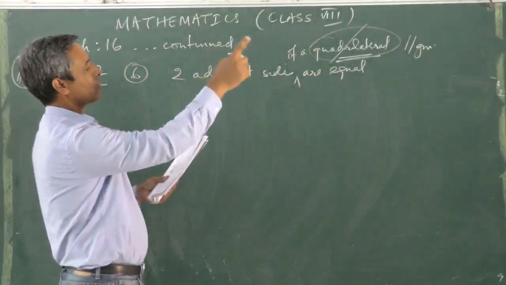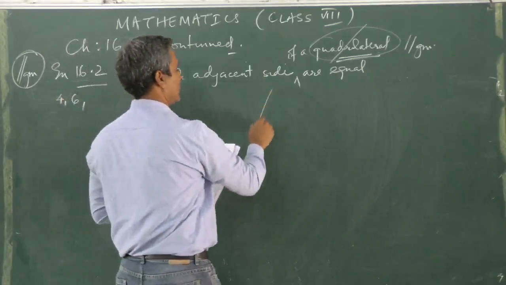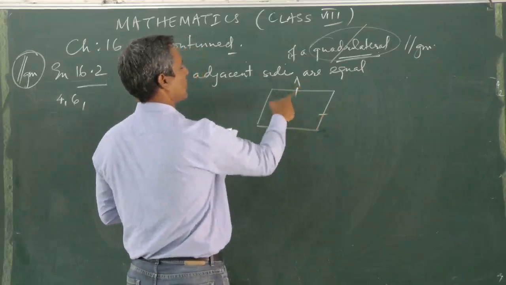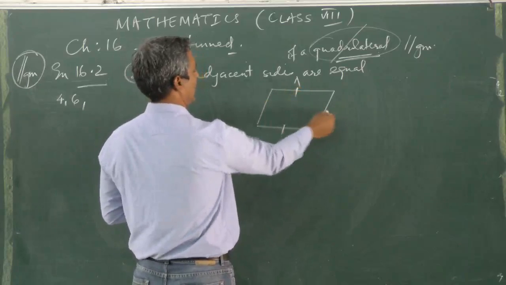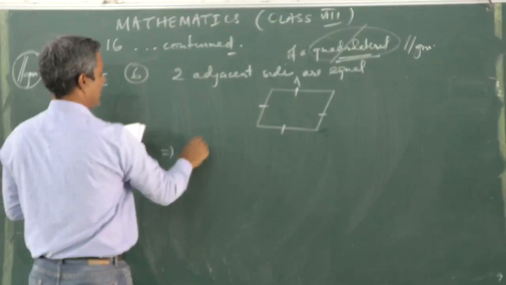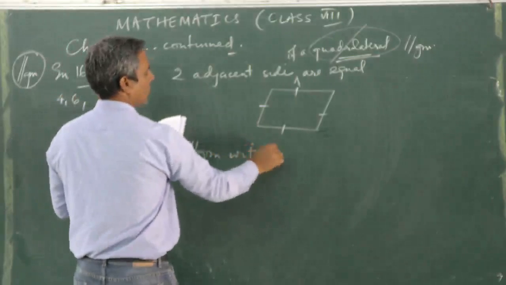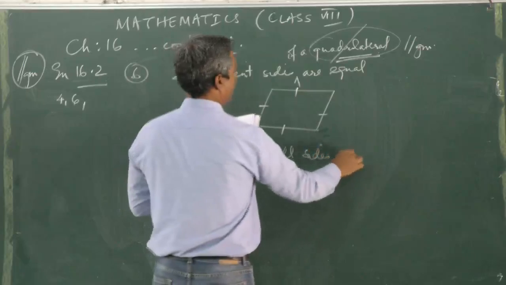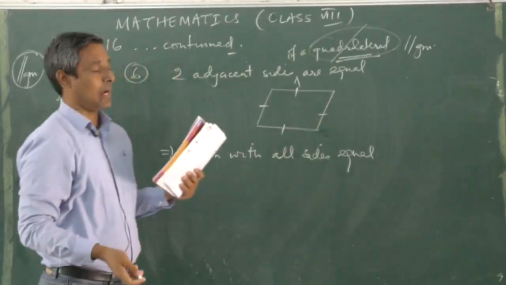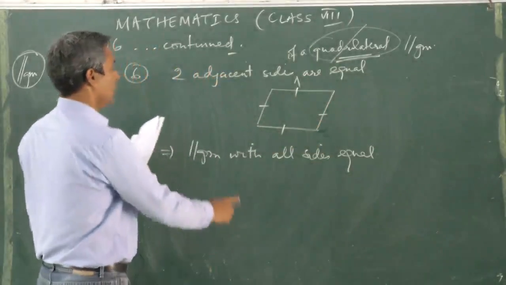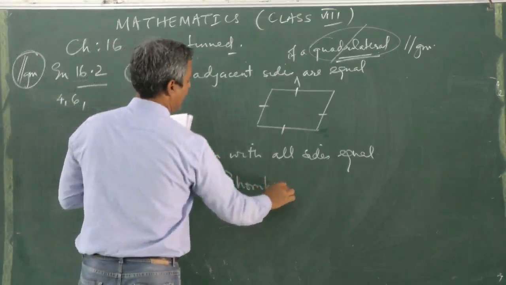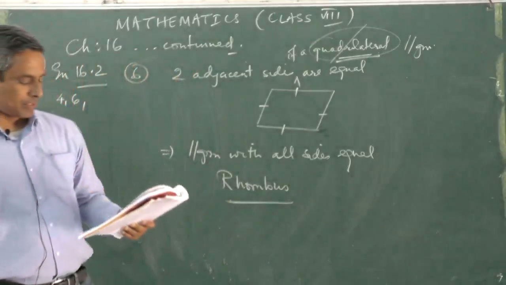Now two adjacent sides of a parallelogram are equal. Let me draw the diagram. Two adjacent sides are equal. We know opposite sides are equal, but two adjacent sides are equal, and we know. So what has happened is, we have a parallelogram with all sides equal. Don't just look at it as a quadrilateral in the question, look at it as a parallelogram. So what is the answer? Such a parallelogram is called a rhombus.